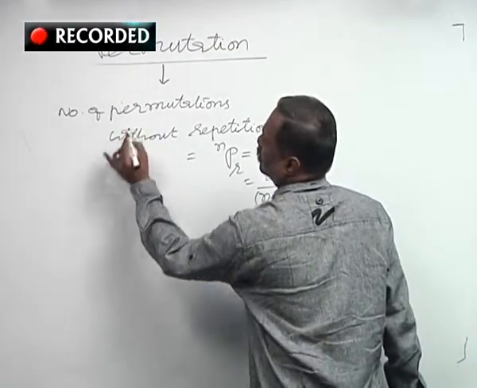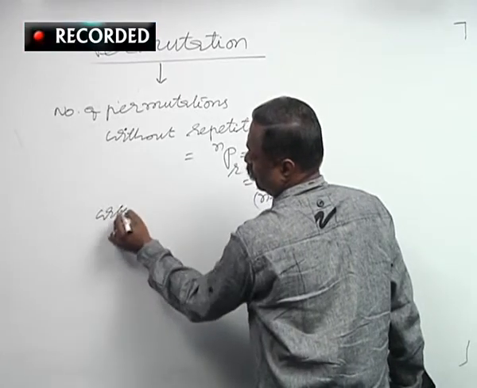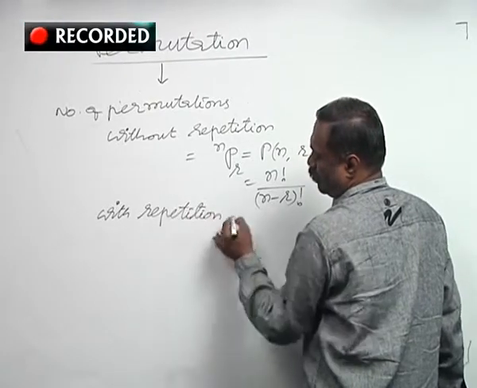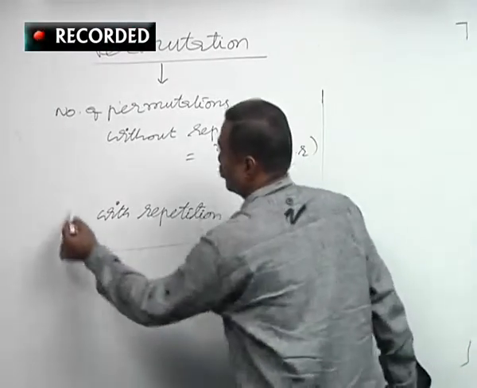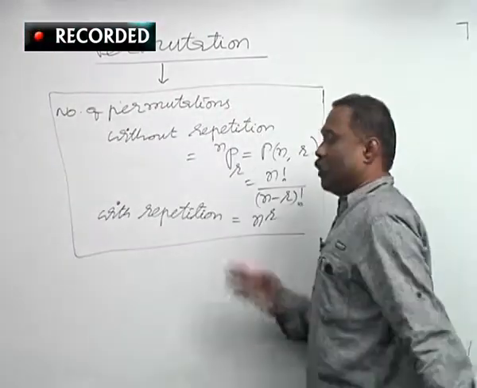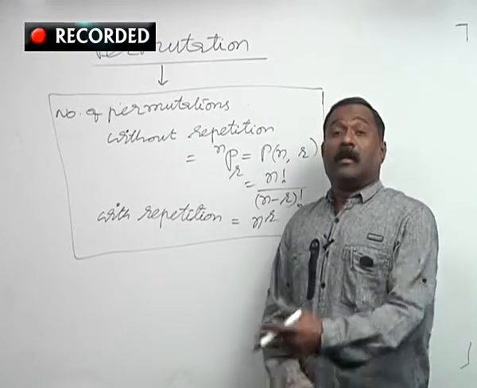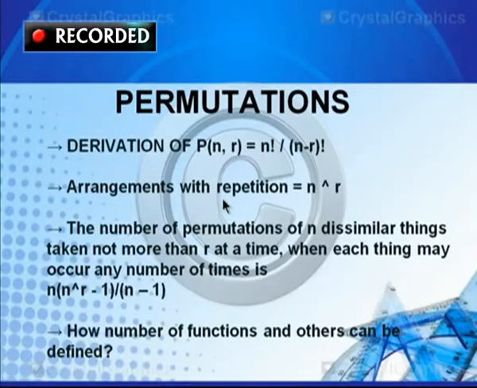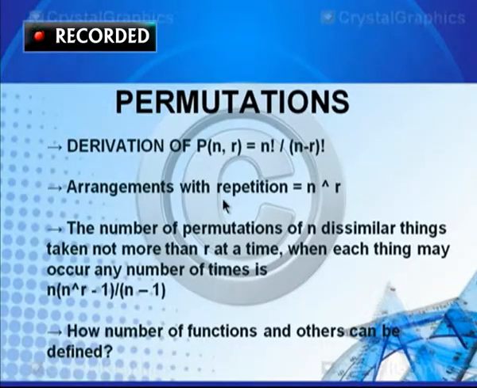The number of permutations now with repetition is equal to n power r. So understand the difference here between with repetition and without repetition. That's what you can see in the first slide, that is the derivation of P of n comma r, n factorial upon n minus r factorial. That's what I just derived. Arrangements with repetition also, it is n power r.